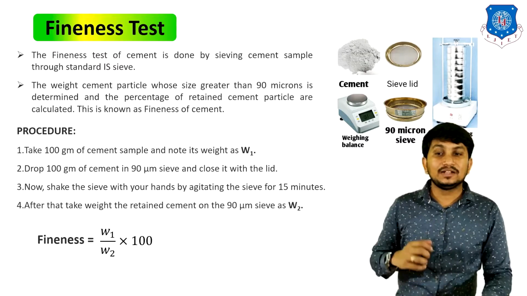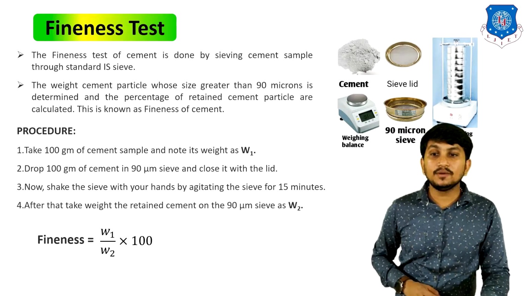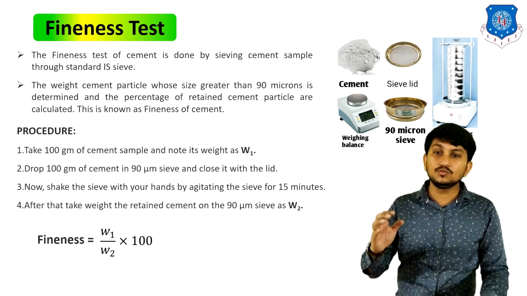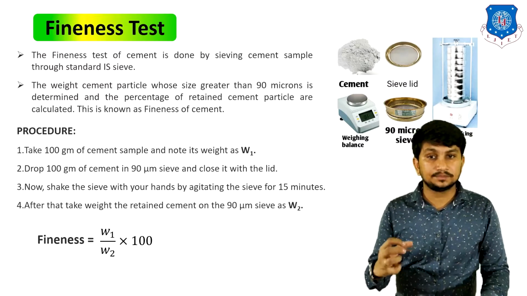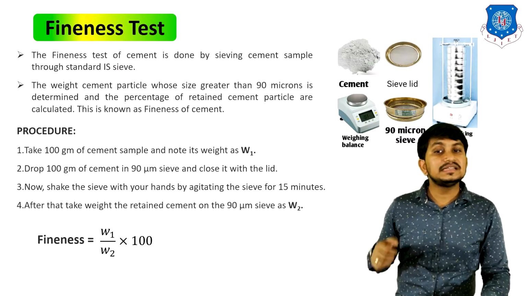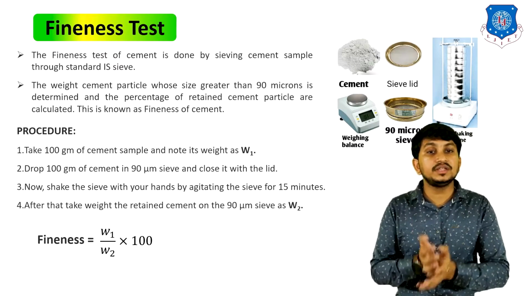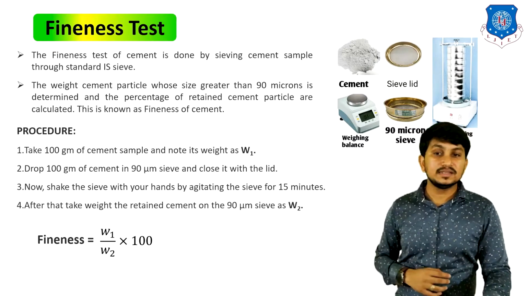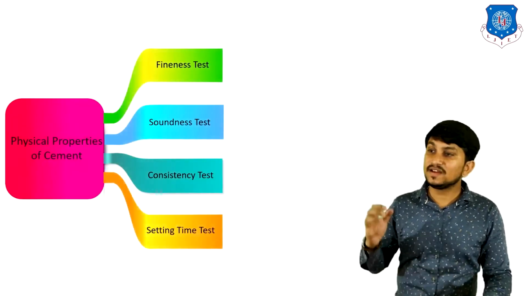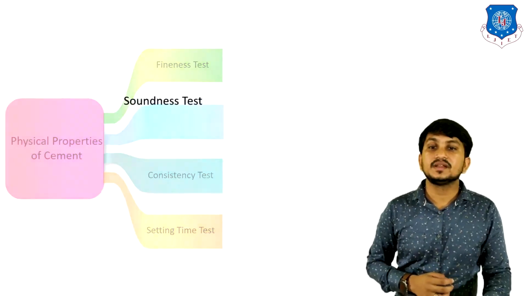To calculate the fineness of the cement, we have to use this formula: W1 is the cement sample which we have taken, 100 grams. W2 is the retained cement on the 90 micron sieve, multiplied by 100, which gives the fineness of the cement. This is how fineness of the cement is calculated.